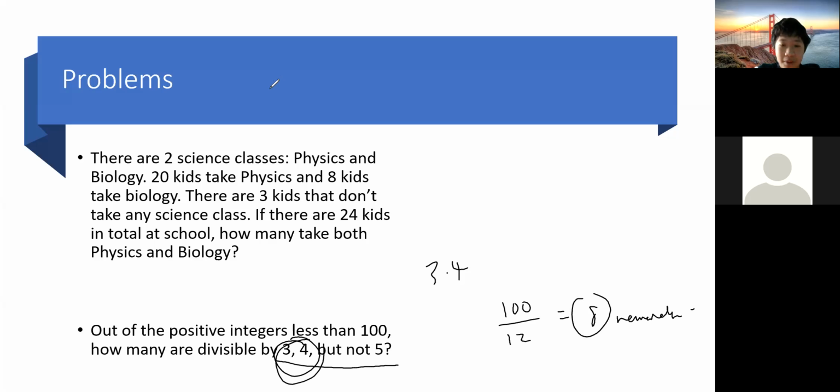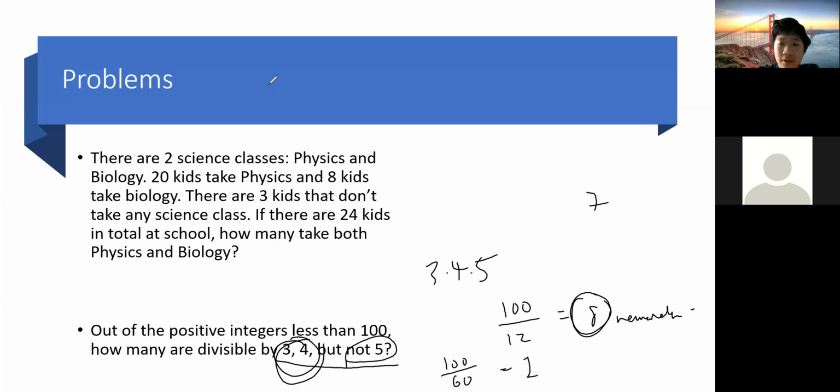So it's going to be 8. There are going to be 8 positive integers, multiples of 12, less than 100. So there are 8 here, and you've got to subtract out the amount that has 5 in them. Well, now you just got to find how many multiples of 60 are less than 100. Well, that's only 1. So you just do 8 minus 1, that's 7.